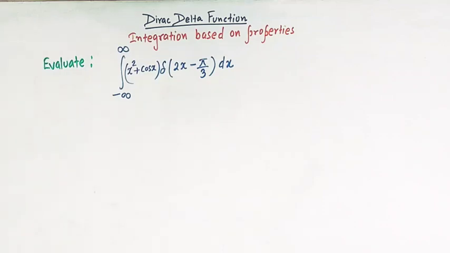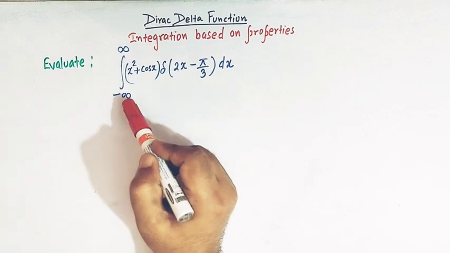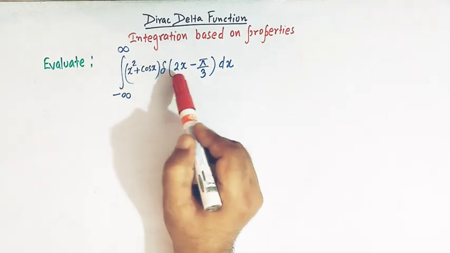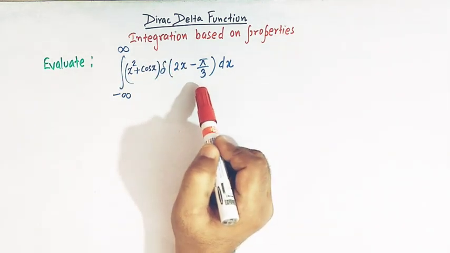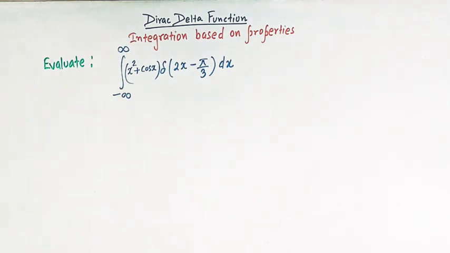Hello viewers, in today's class we are going to discuss yet another important and conceptual problem from Dirac delta function related to integration based on properties of Dirac delta function. Here we have to find the value of the integral from minus infinity to infinity of (x squared plus cos x) times delta of (2x minus pi by 3). We'll solve this integral by making use of one important property of Dirac delta function.